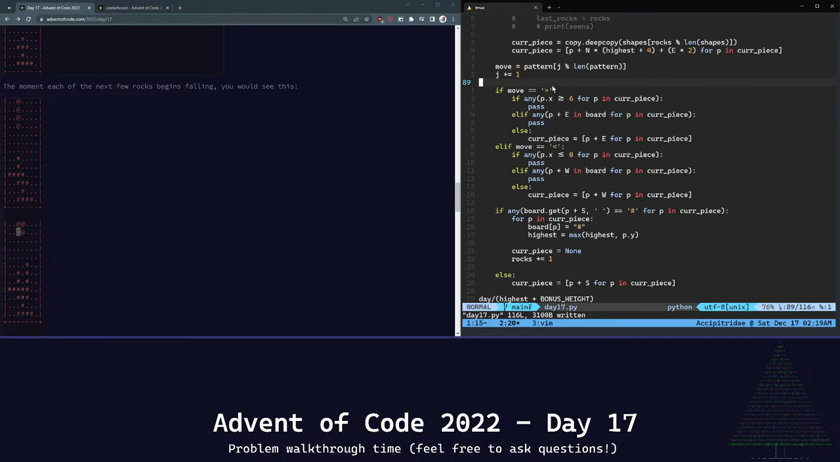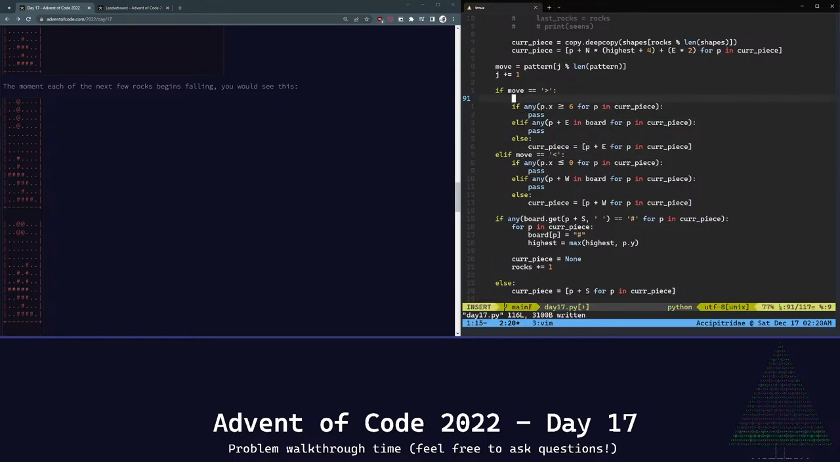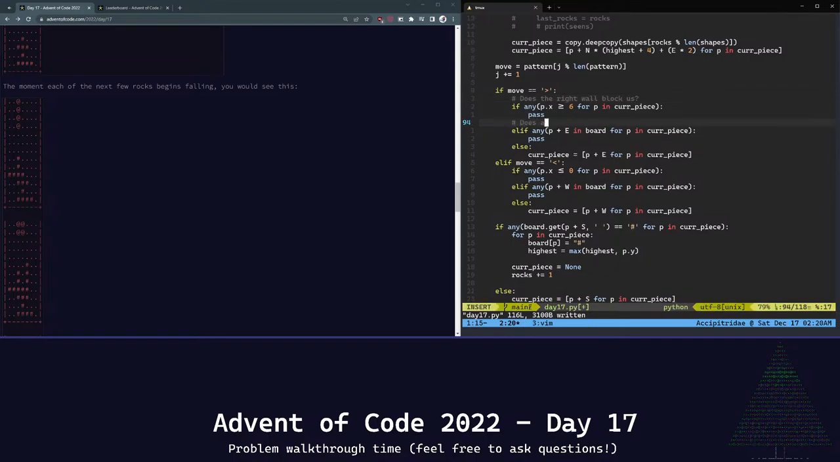In the jet. If we're moving right, we have to check two things. We have to make sure we're not going to bump up into the wall, and we also have to make sure that another piece that has already been placed isn't blocking us. So that's what the second check is. Does the right wall block us? Does another piece or rock at rest block us? If neither of these are blocking us, then we shift over to the right.